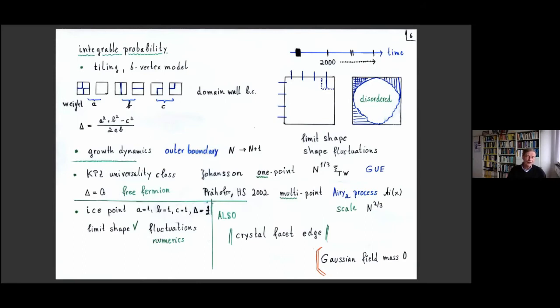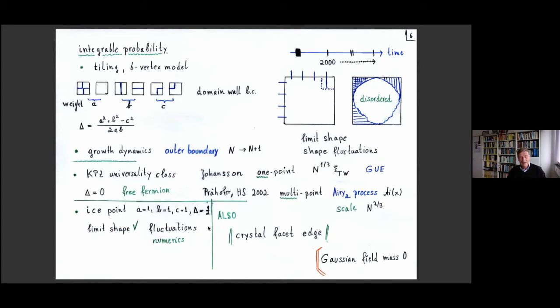One thing which interests them, and which is a fascinating open problem, is to go beyond the free fermion point, away from it, where the model is still integrable but much more complicated. One case people study at the moment is the so-called ice point, where you put all the weights equal to one. So it's a completely uniform tiling. All of them have weight one.